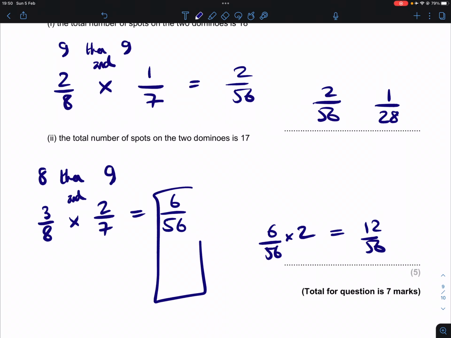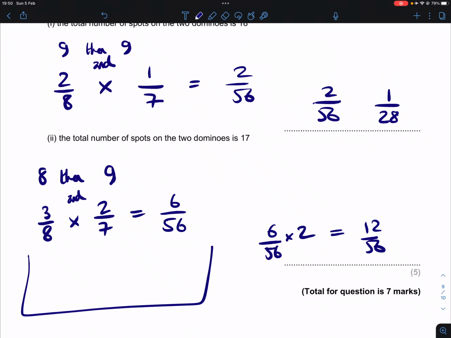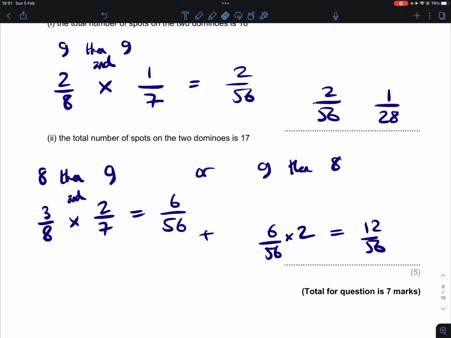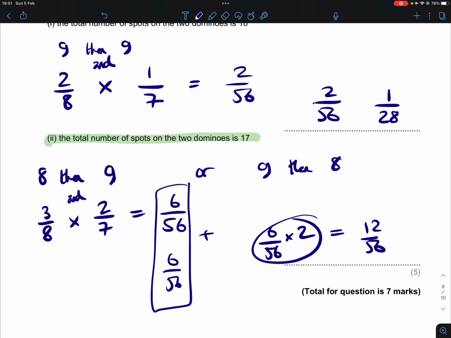Should say that if you did rewrite this out again, you'd need to then add them together, because you've got an 8 then a 9, or a 9 then an 8 as being acceptable answers for what has been described here, their total being 17. So either you add 6 over 56 plus 6 over 56, or you double it. Either way, you're getting 12 out of 56, or you could write that as 6 out of 28, or you could write that as 3 out of 14. Any of these fractions are going to give you the full marks.